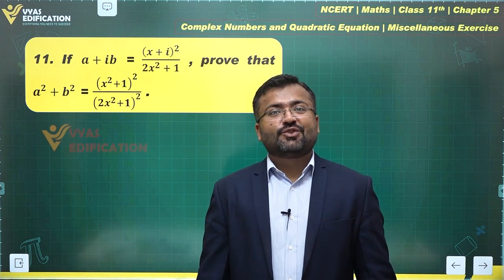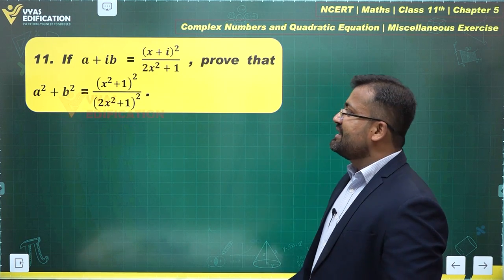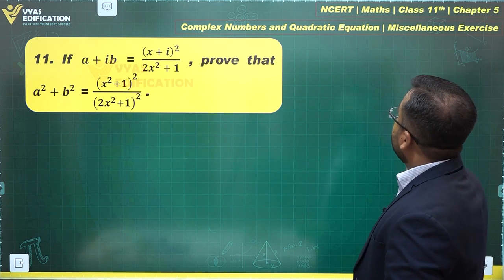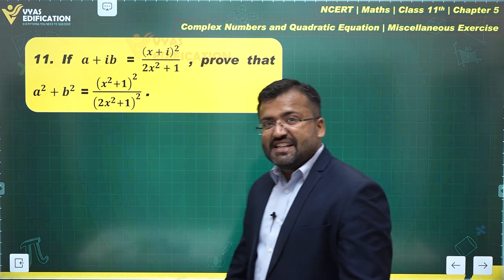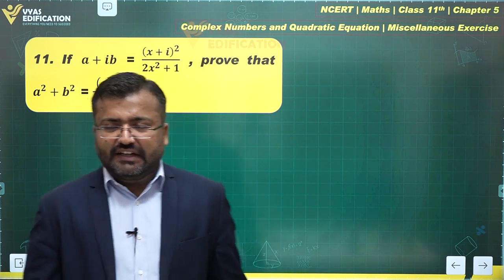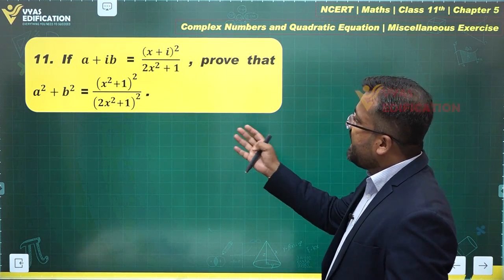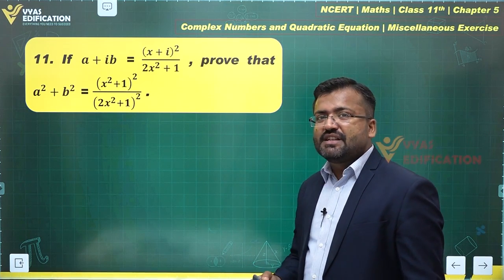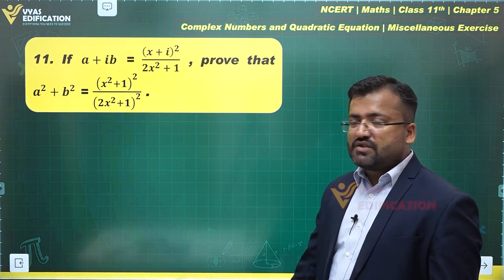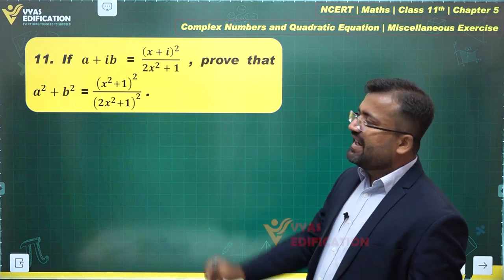Let's take a look at this question over here. What does this question say? Based on complex numbers and quadratic equation miscellaneous exercise, this is question number 11, and the question is pretty simple. As you can see, a plus ib is given to be equal to (x plus i) whole square over 2x square plus 1, and you are supposed to prove something else.